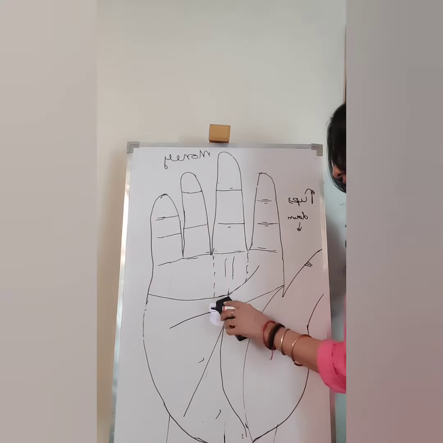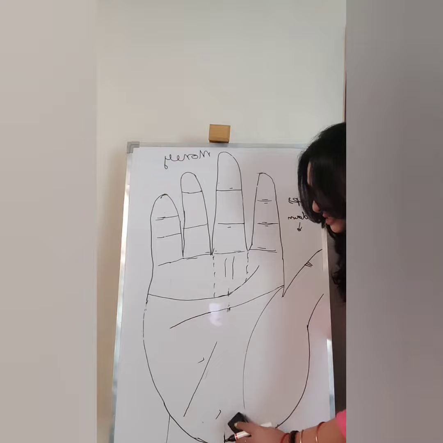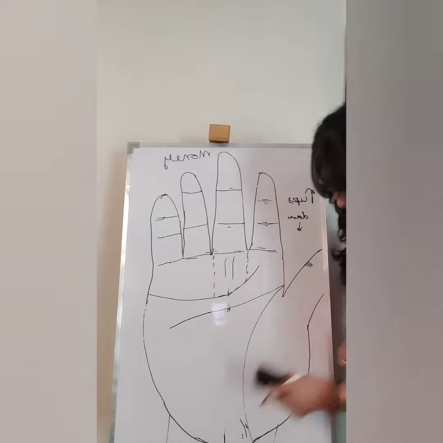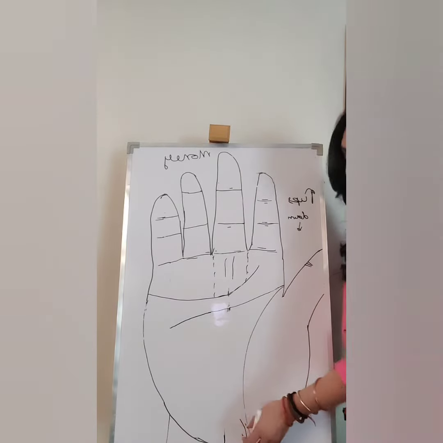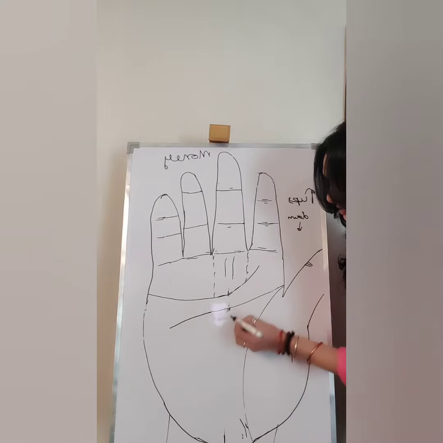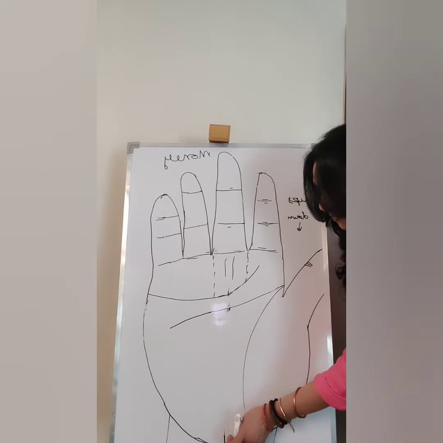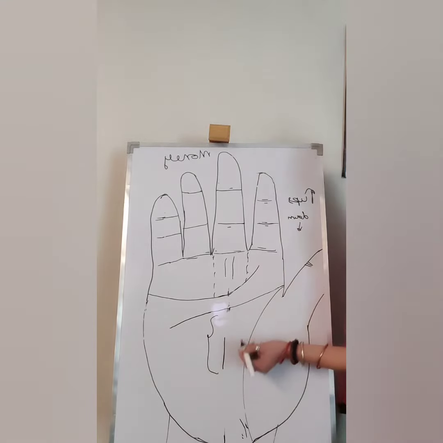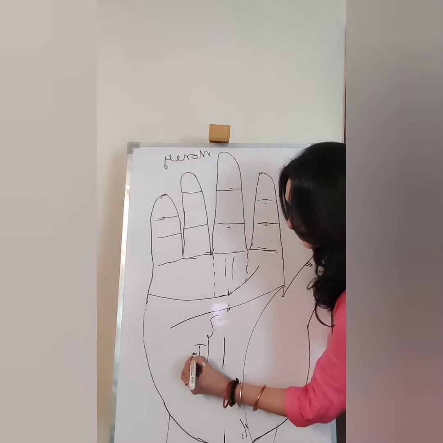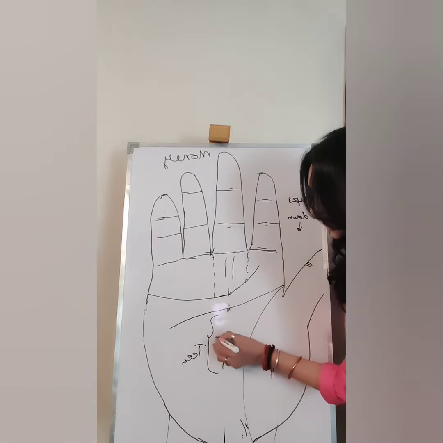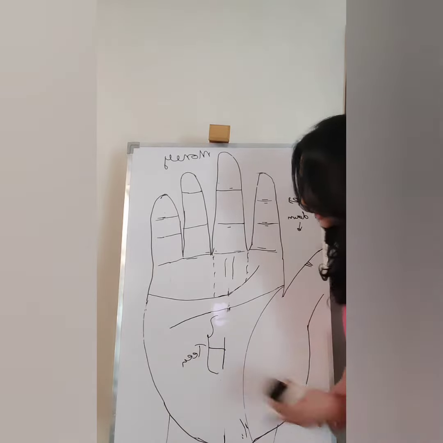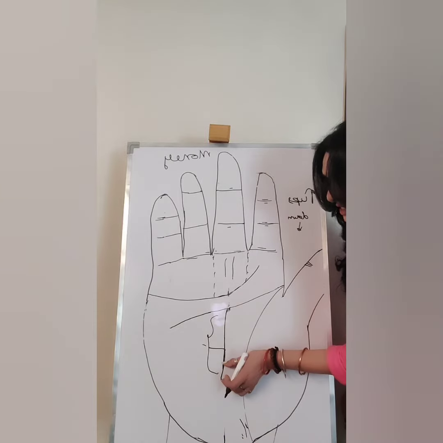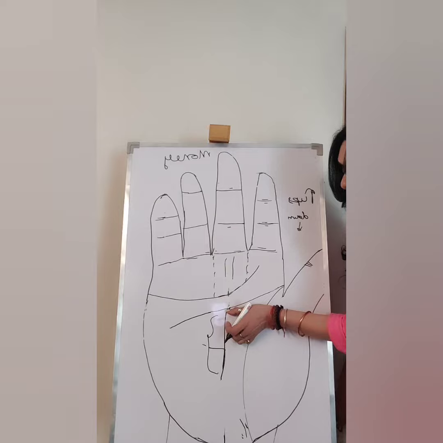Supposing, in some cases, think of these lines as electric currents, or if you want, like rivers flowing, bringing you money in this area. Sometimes this river starts not from here, but from here or anywhere in this area. This would be your teenage years, if it is here. This area is your teens, this is your 20s, this is your early 30s.